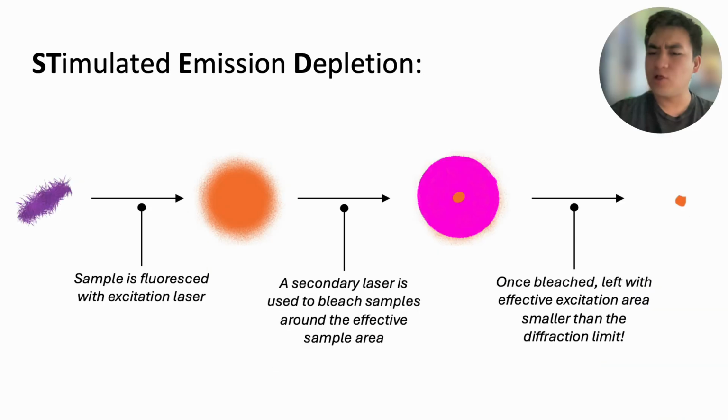So if we take a closer look at how this works. First of all, a sample has fluorophores added to it and is then excited with an excitation laser. And so this excitation is then hit with a second laser that bleaches the surrounding area except for a small circle. Think of it as a big donut with a hole in the middle. And so once the fluorophores around are bleached, remember, that means they aren't fluorescing anymore. So essentially all you have left fluorescing is this small pinpoint in the middle that is smaller than the diffraction limit we see with optical microscopes.